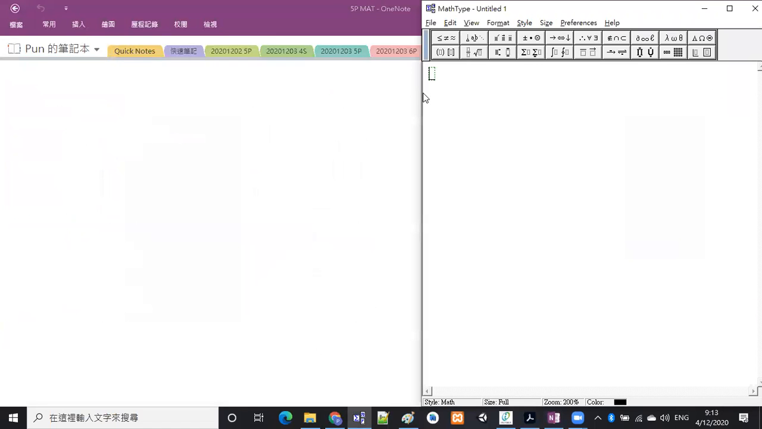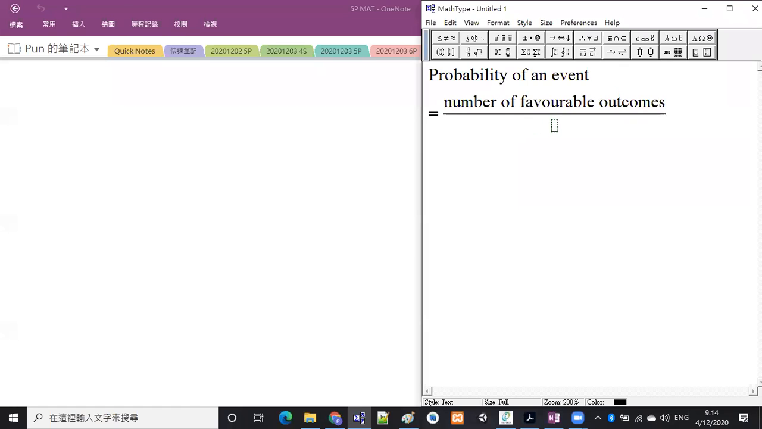Probability is the number of favorable outcomes over the number of possible outcomes. Okay, so it is always like this. Number of favorable outcomes divided by number of possible outcomes. It is always a fraction.